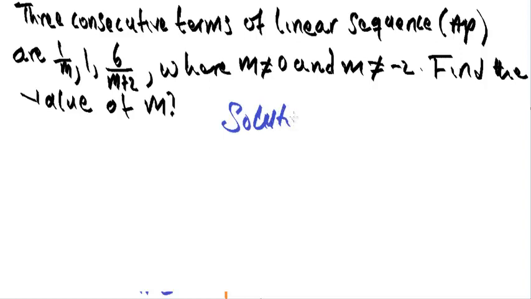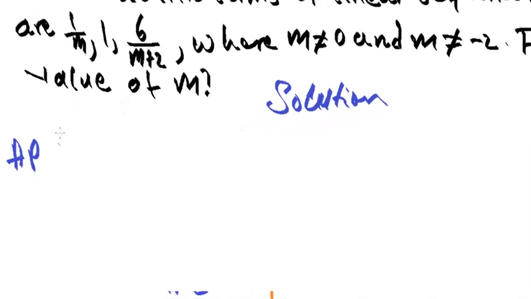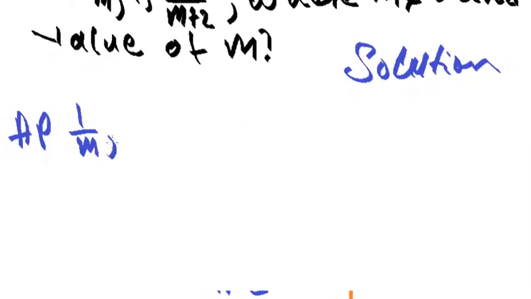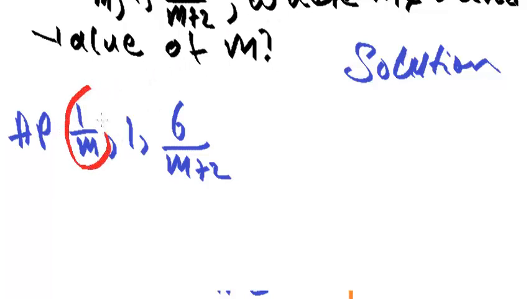We have the solution. The AP, the terms given to us are 1 on m, then 1, then we have 6 on m plus 2. These are the terms given to us, and these terms are consecutive terms. Note that they did not state in the question that this one is the first term, this is the second term, and this is the third term. They only said there are three consecutive terms.